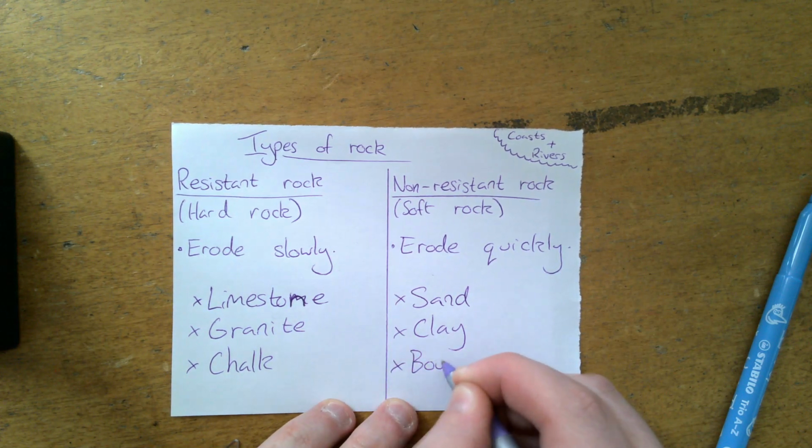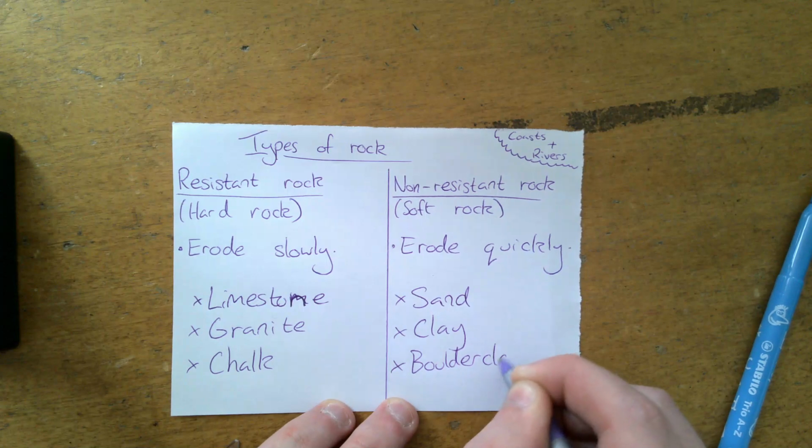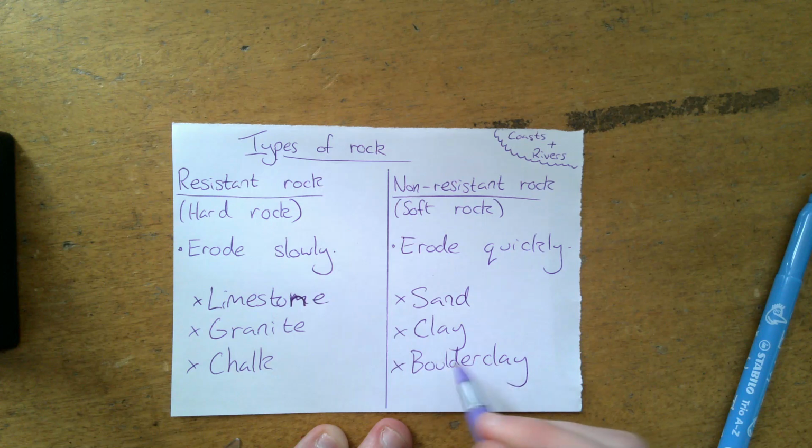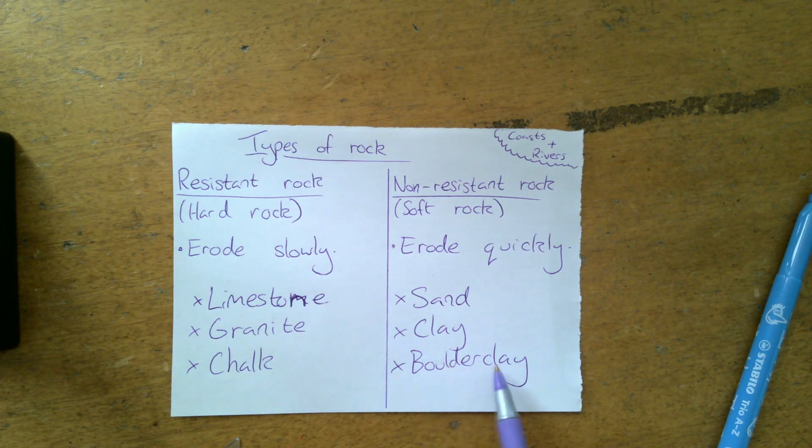And another good one that's often seen is something called boulder clay, which is a mixture of clay and sand and dirt and other small rocks. Say, for example, we have a coastline made of boulder clay, well that's going to erode away really quickly, and we see that in parts of England. Places like Holderness have large parts that are made of boulder clay, and therefore those are eroding away really quickly.